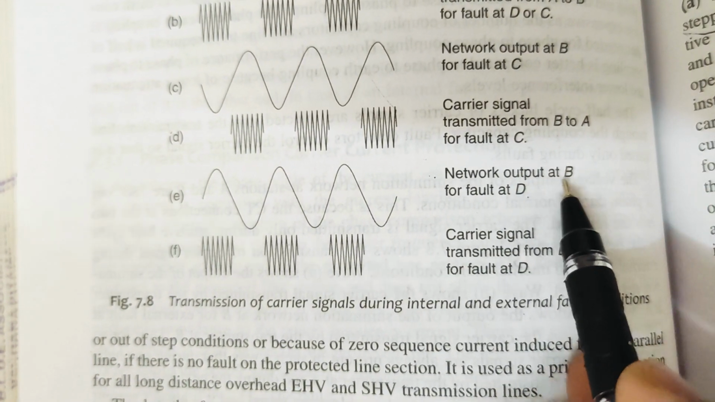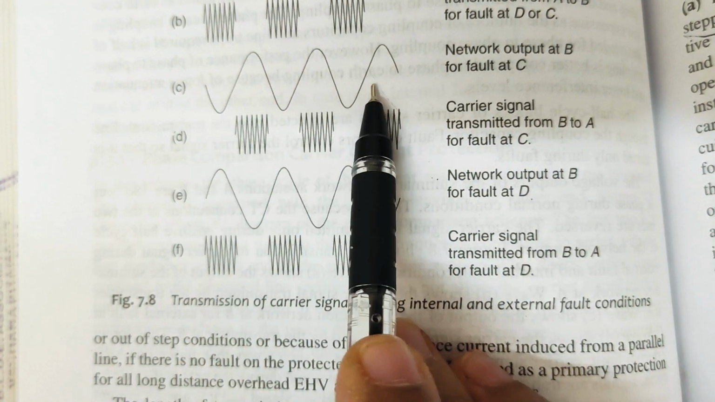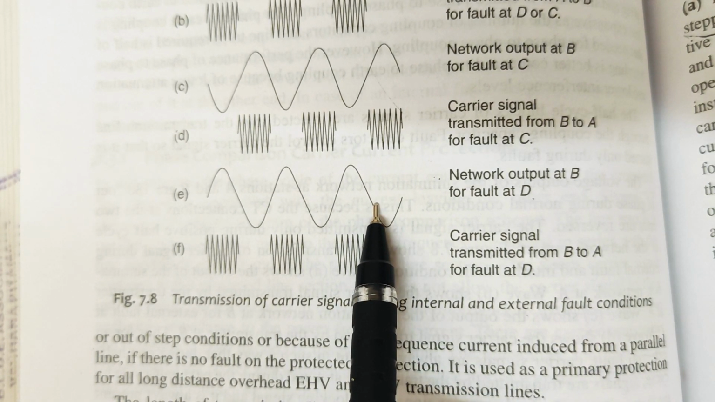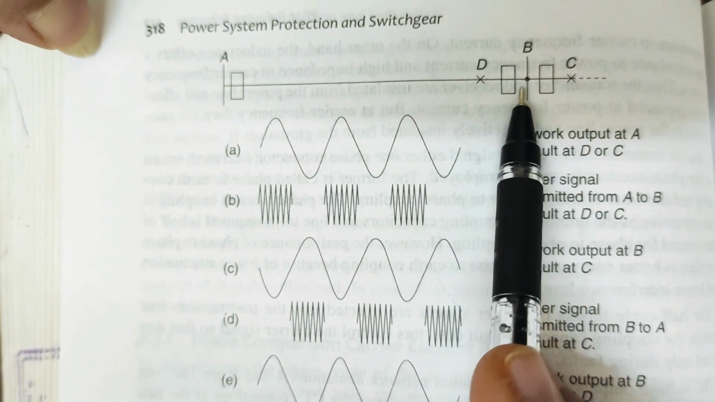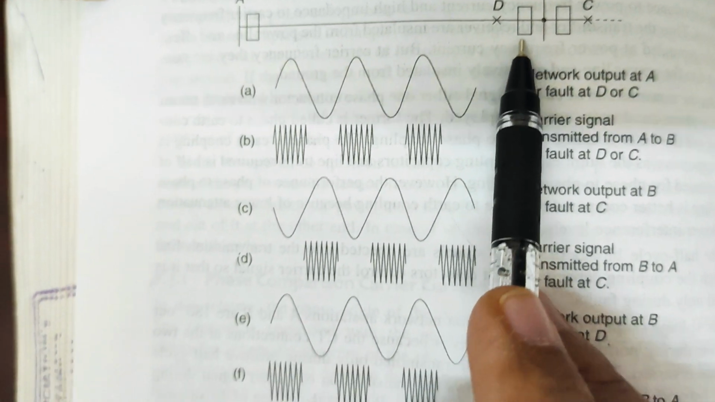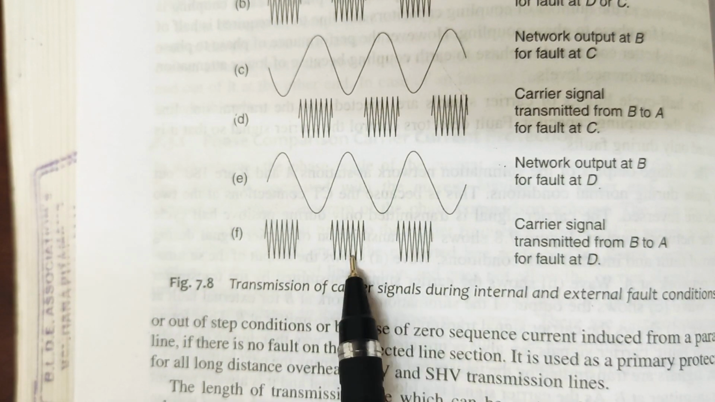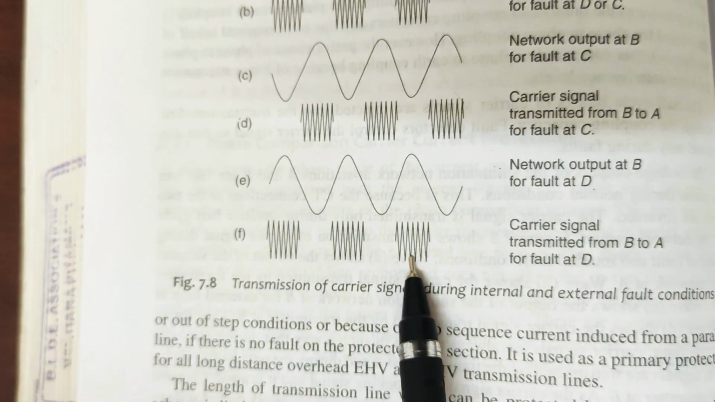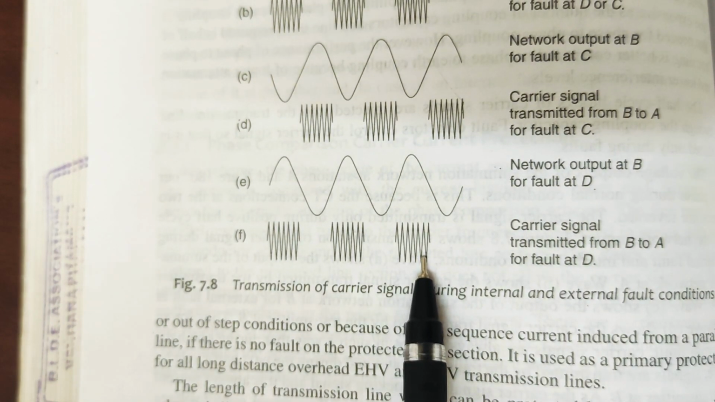At B usually we show negative, but here positive, because the CTs are connected reversely at the B side. When internal fault occurs, the reverse connection makes positive into negative. Therefore it operates in the negative cycle. Signals transmitted from B to A when fault occurs at the D point. This is the phase comparison carrier current protection.